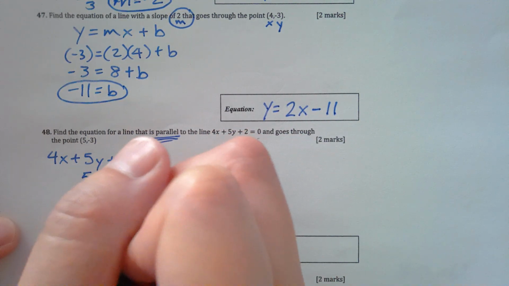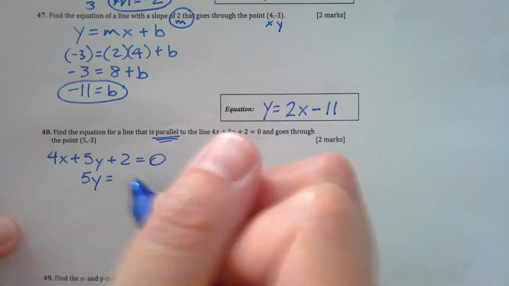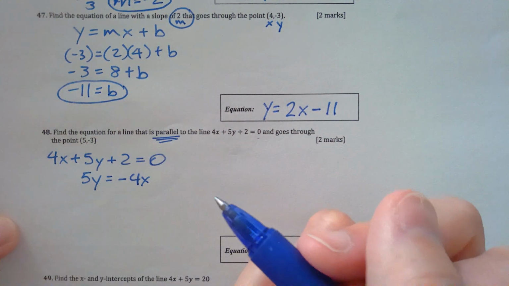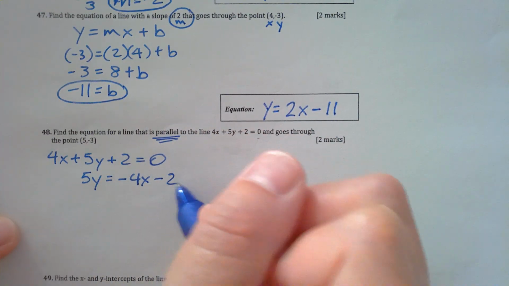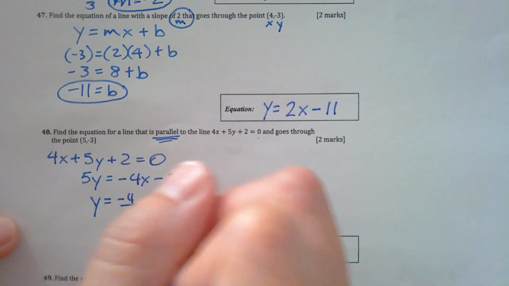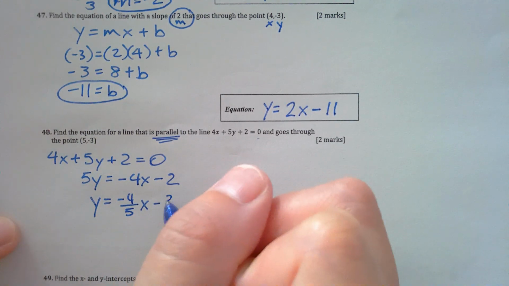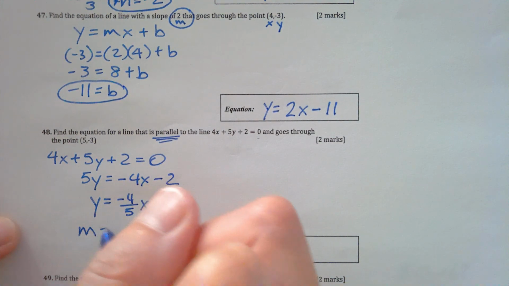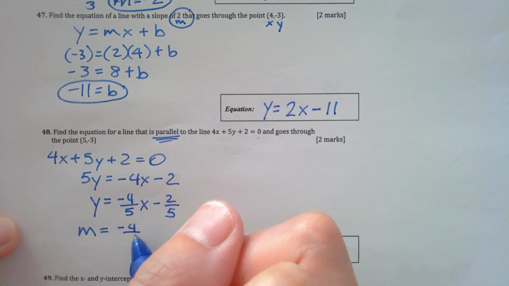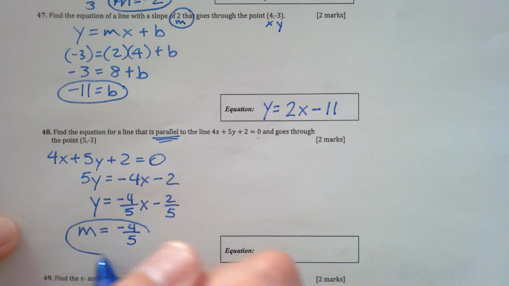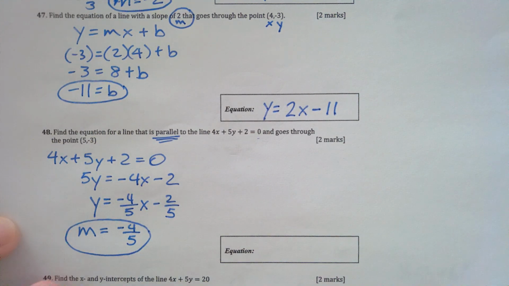Okay, so I want it in y equals mx plus b form. So I have to move the 4x over. I have to move the 2 over. And then I can divide everything by 5. Right? So now I get my slope, which is negative 4 over 5. It's parallel. Parallel means that it has the same slope. So I just use this as my slope.